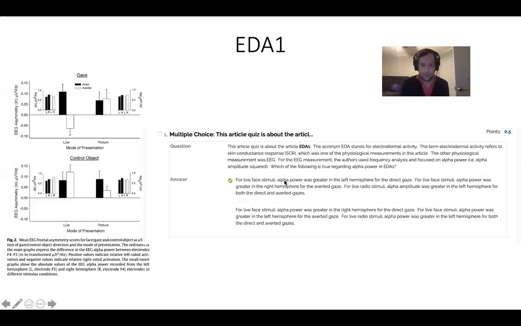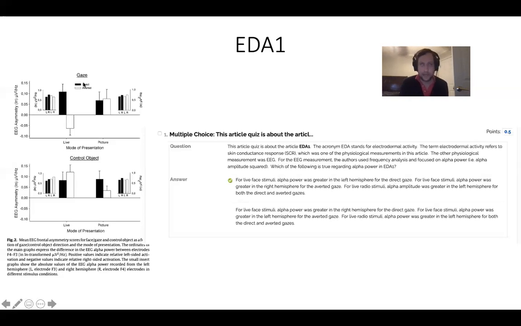It is false, though, and this is why this is not the correct answer. It says for the live face stimuli, alpha power was greater in the left hemisphere for the direct gaze. That is completely false. And I was confused when I wrote the question. That's why everyone will get credit. The truth is alpha amplitude was bigger for the right hemisphere than the left for the direct gaze.